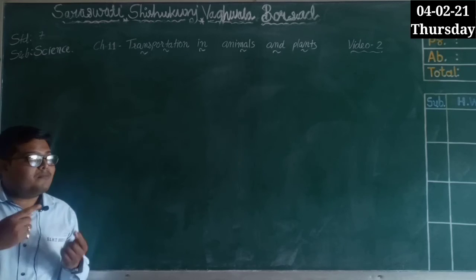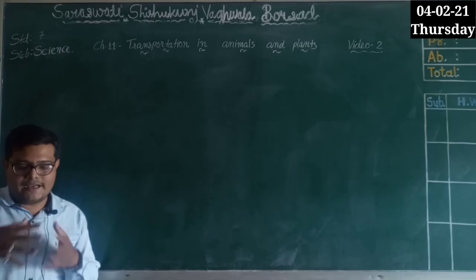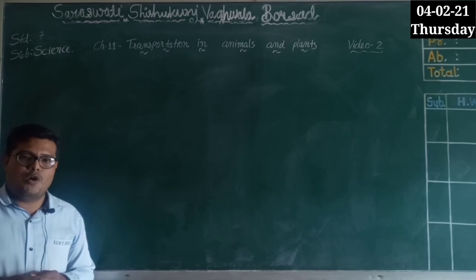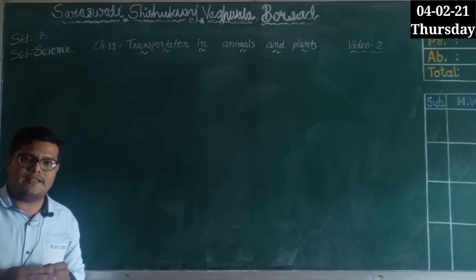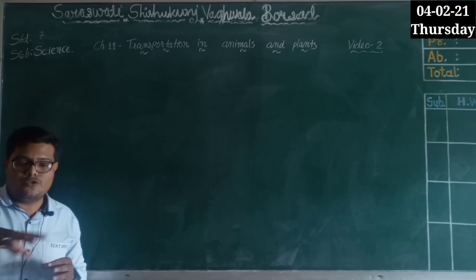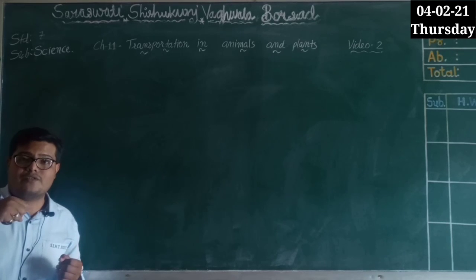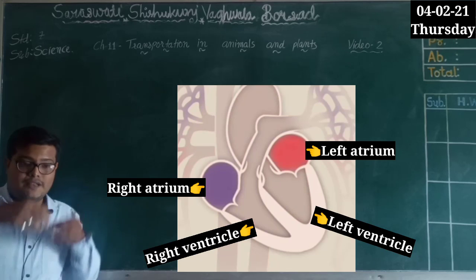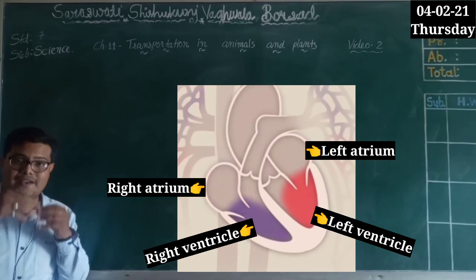So from that aorta, the oxygen rich blood will flow into the arteries, and then reach your whole body. Now, the main vein is known as the vena cava. What is the work of a vein? To collect the deoxygenated blood, or carbon dioxide rich blood. So that vena cava will give that deoxygenated blood into the right atrium.